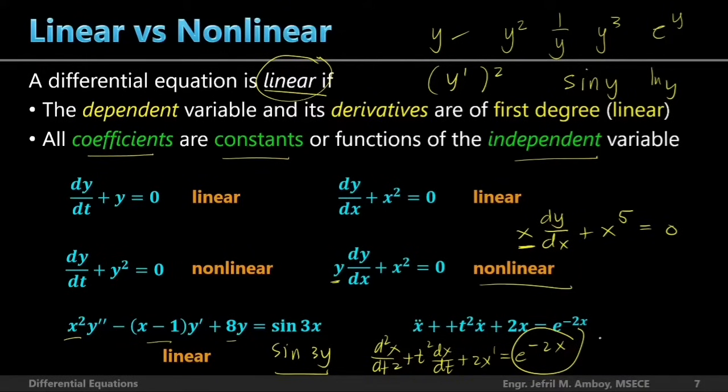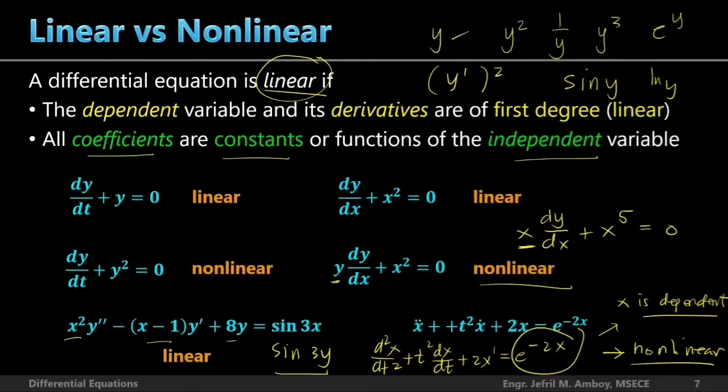And here, x is a dependent variable. Dependent variable yung x mo at meron kang e to the negative 2x. And this is a non-linear function of the dependent variable. This makes the equation non-linear. Okay? So again, ang equation na ito, non-linear because of this term. I hope that it's very clear to you how to distinguish linear and non-linear differential equations.